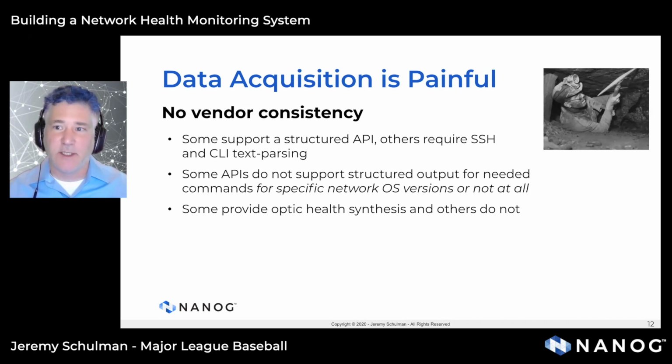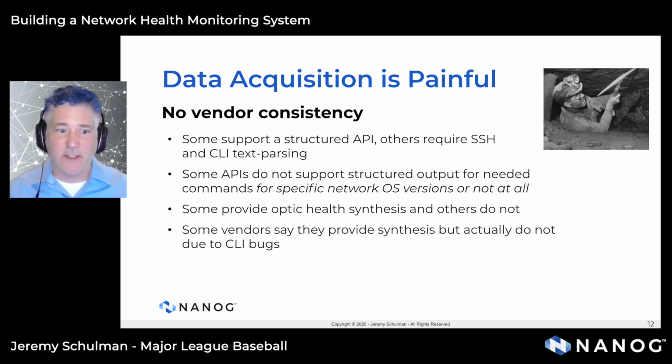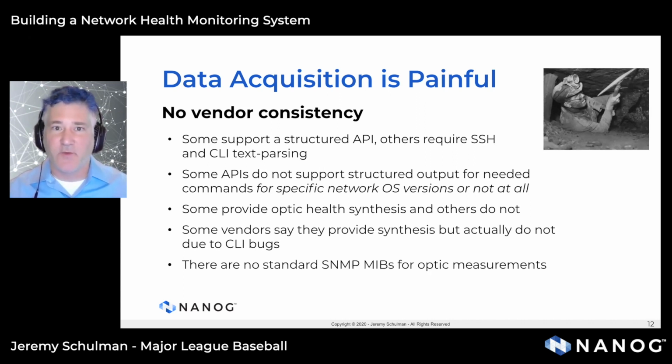Another problem is, in the case of the optics use case, some vendor operating systems would actually do the synthesis. They would tell you whether or not an interface was in an alert state, and others just give you the data and require you to perform that comparison. Some vendors I found say that they will do that synthesis, but I found bugs, so you always have to be aware that some CLI outputs have bugs, and you need to consider that. And then finally, there are no standard MIBs for this particular use case for doing optic measurements.